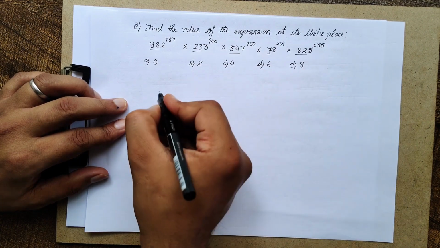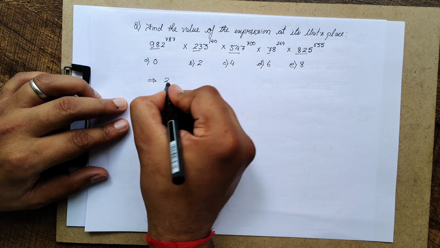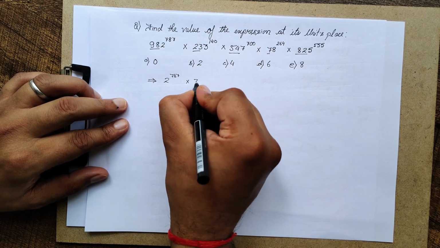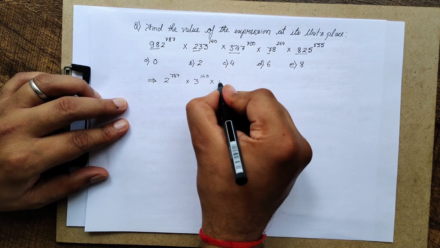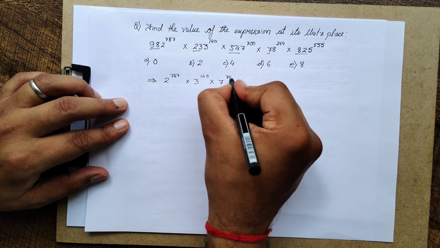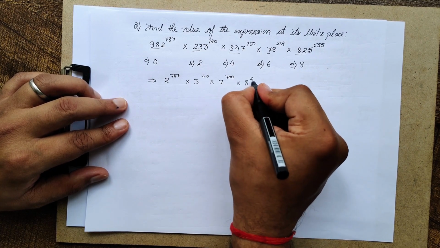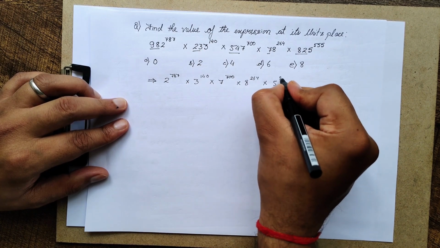We only need digits at unit place, right? So this we eliminate. So we can write this question again as 2 to the power 787 multiplied by 3 to the power 140 multiplied by 7 to power 700 multiplied by 8 to power 264 multiplied by 5 to power 555.